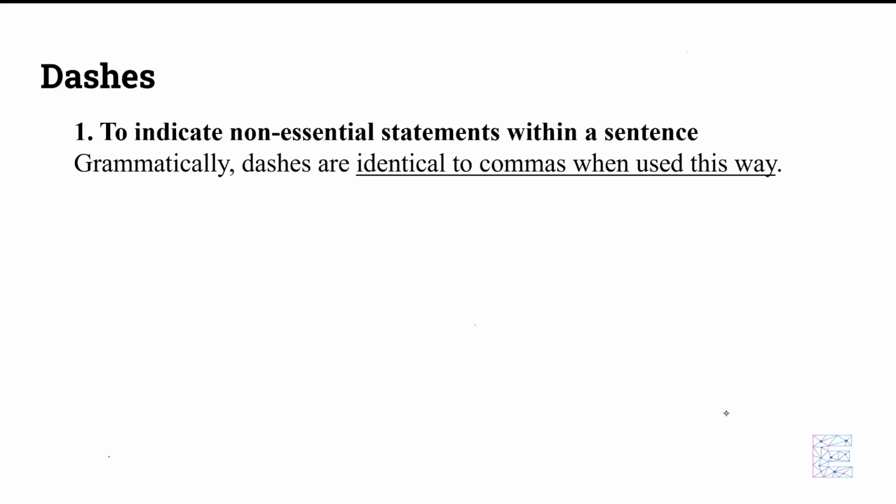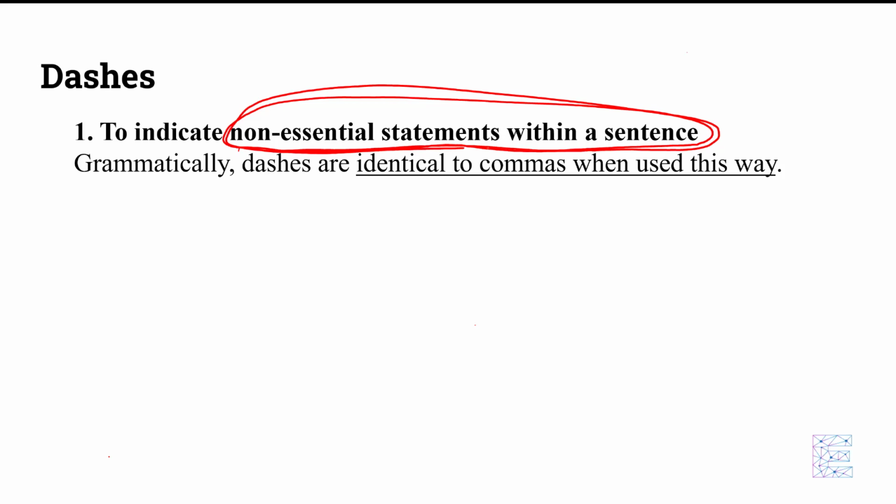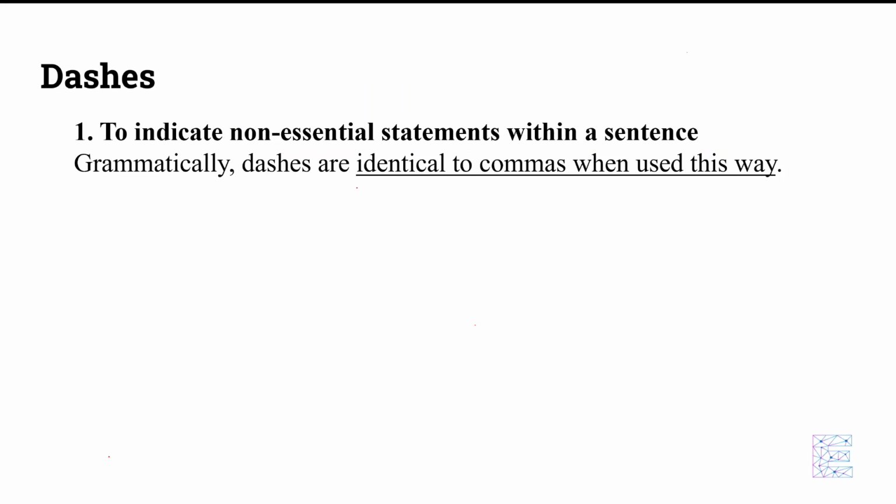So dashes can be used to indicate non-essential statements within a sentence. Again, this is the non-restrictive part of a sentence. You can delete this part of a sentence and still be okay. That's why it's non-essential. And we said that those would be identical to commas when we use them that way. So here's an example.